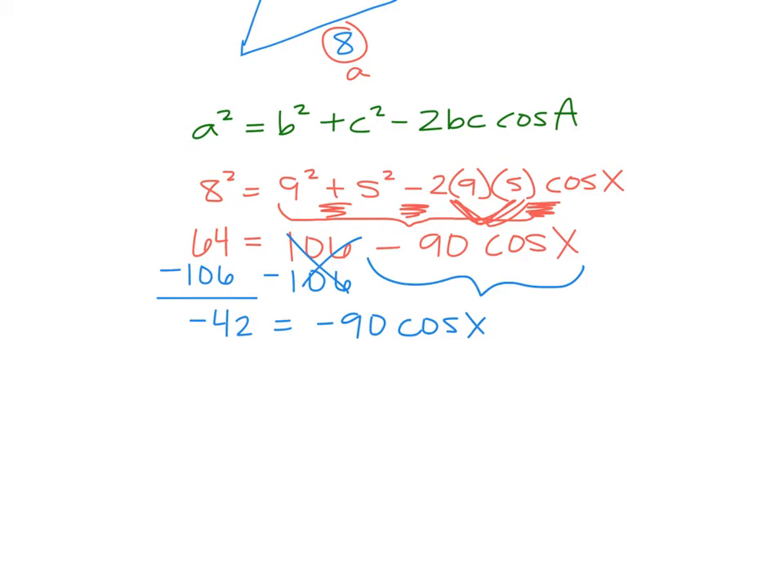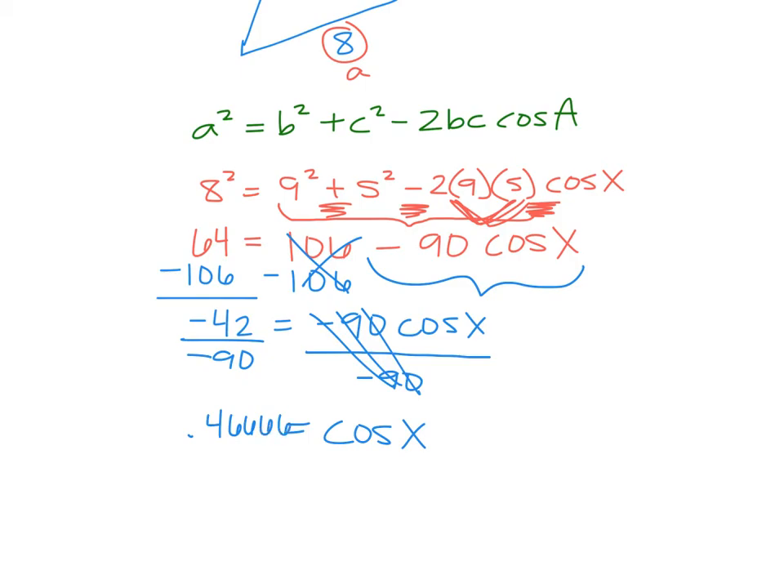Right? Yeah. What's your next step algebraically? Divide. Take away the negative. Divide, right? Right now we're multiplying by that negative 90, so you're going to divide by negative 90 on both sides, so this is gone. You're left with cosine X equals negative 42 divided by negative 90, which is 0.46 repeating, okay?